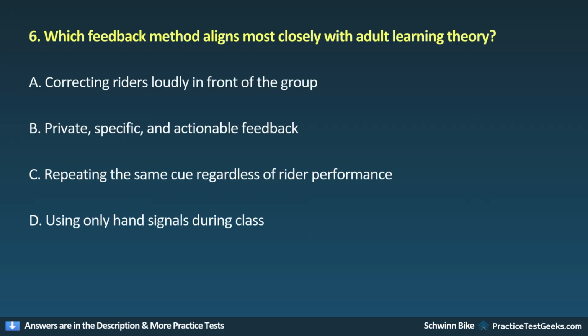6. Which feedback method aligns most closely with adult learning theory? A. Correcting riders loudly in front of the group, B. Private, specific, and actionable feedback, C. Repeating the same cue regardless of rider performance, D. Using only hand signals during class.